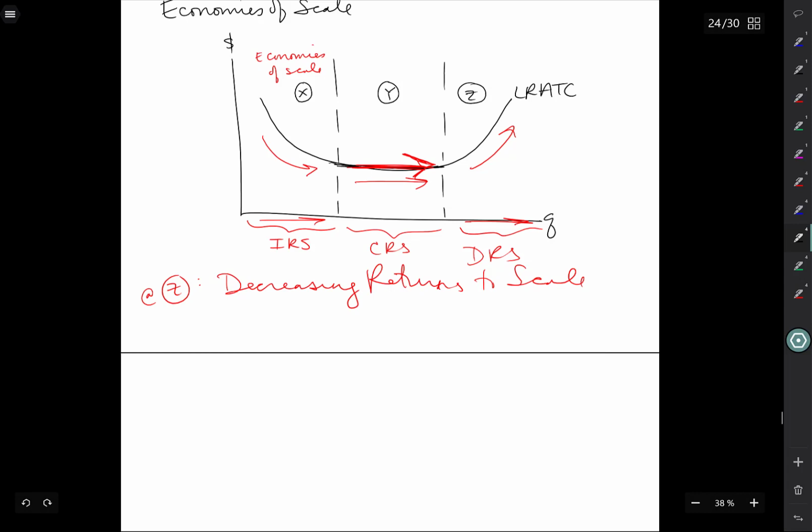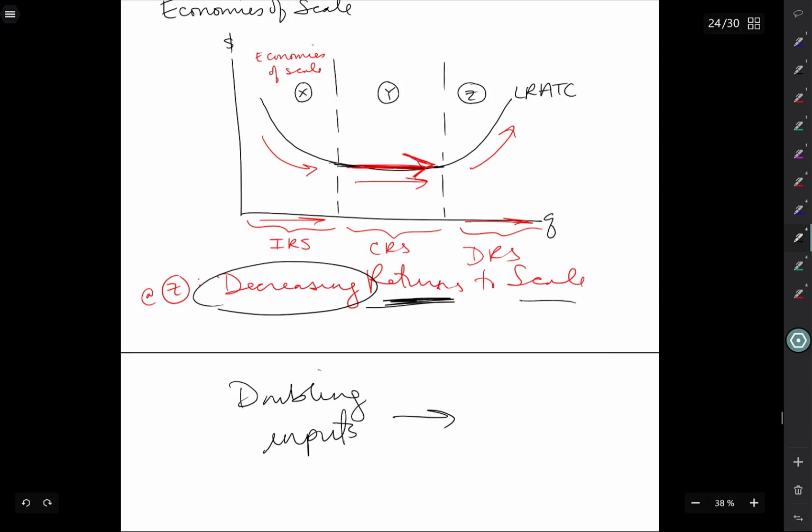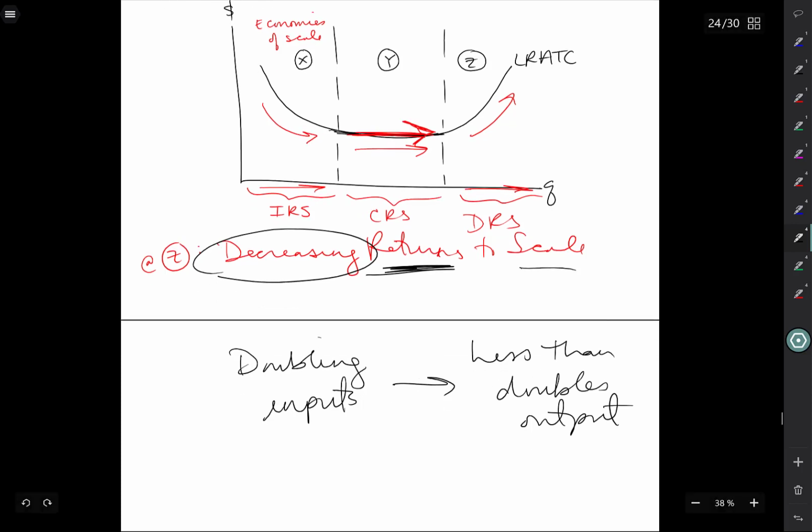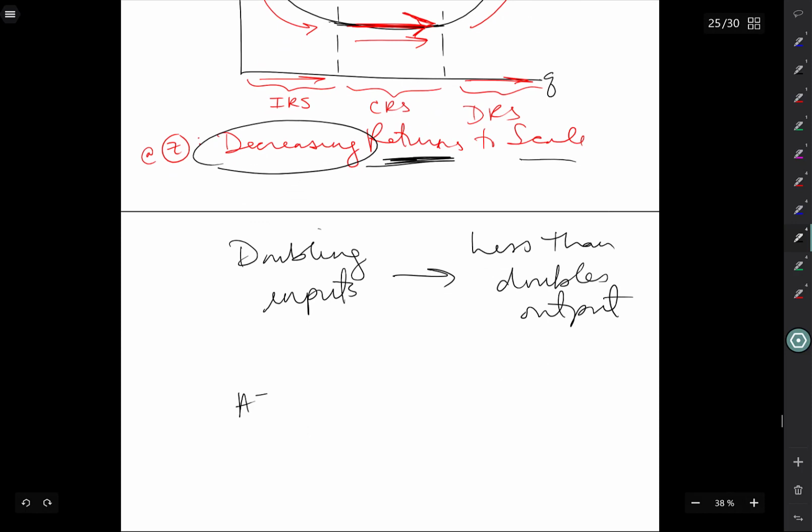And so we're scaling. Here we go. I happen to choose doubling, but it could have been tripling. Doubling inputs, the returns less than double. They're decreasing returns. So doubling inputs, less than doubles output. Decreasing returns to scale. So let's go to our average total cost function.